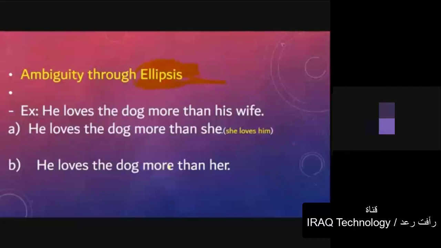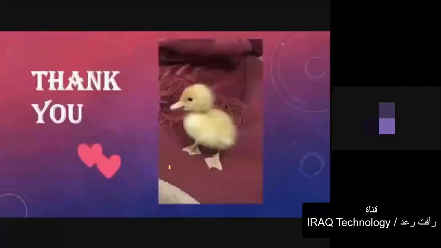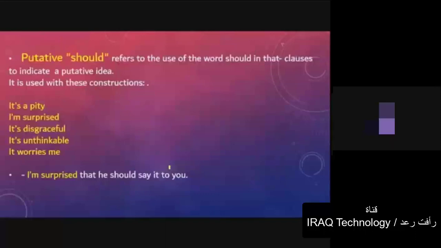Clear? Yes, Miss. Clear. Any question, please? Thank you. Okay. Putative should refers to the use of the word should in that clauses to indicate a putative idea. It is used with this construction. A putative should. What's the meaning of a putative should?